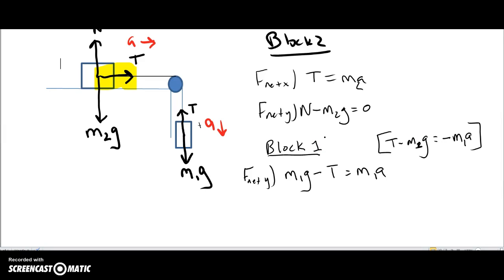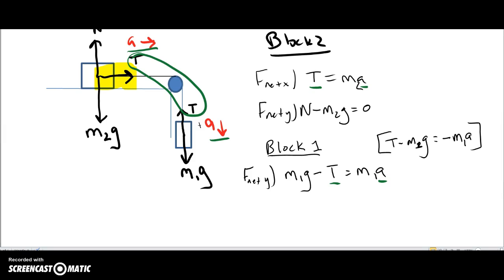So the next step is recognizing what is equal between the two objects. Well, what is equal is the tension is the same, along with the acceleration. So if we come over here and we look at what we have, two equations and two unknowns. This is called a system of equations.